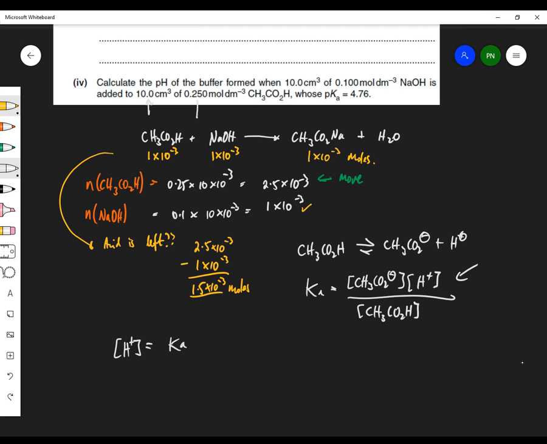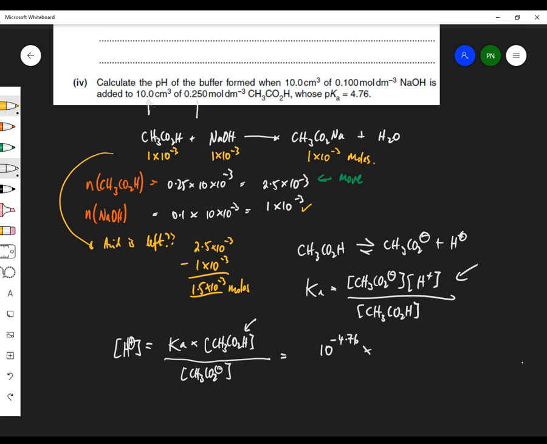So that's going to equal Ka times the acid concentration divided by the salt concentration. Okay. All right. So what does that equal? pKa is 4.76. So Ka is 10 to the minus 4.76 times the acid concentration.